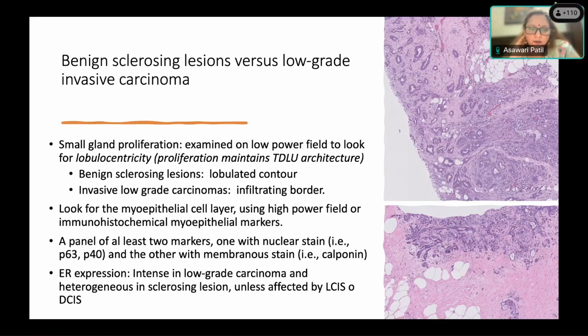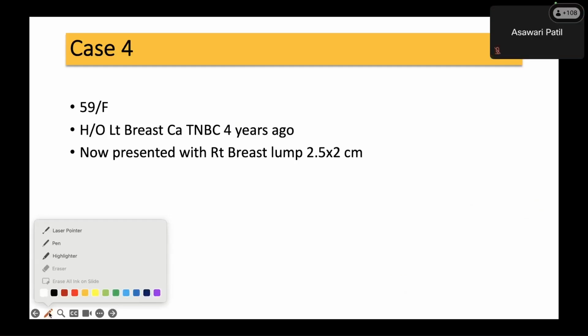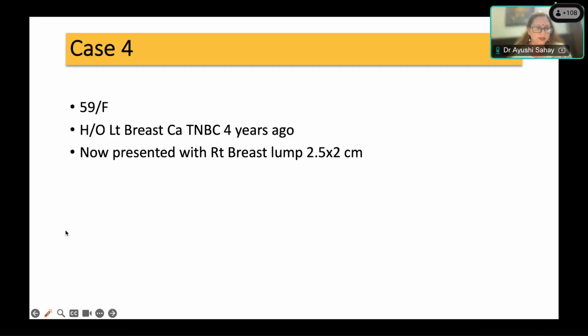I think so. Any comments from any moderators? Should we go for the next case? Yes, ma'am. We don't find a laser pointer. Somewhere near annotate it should be, but I don't know. Yeah, I think here I can see. Is it working? Yeah, let's see if it works.